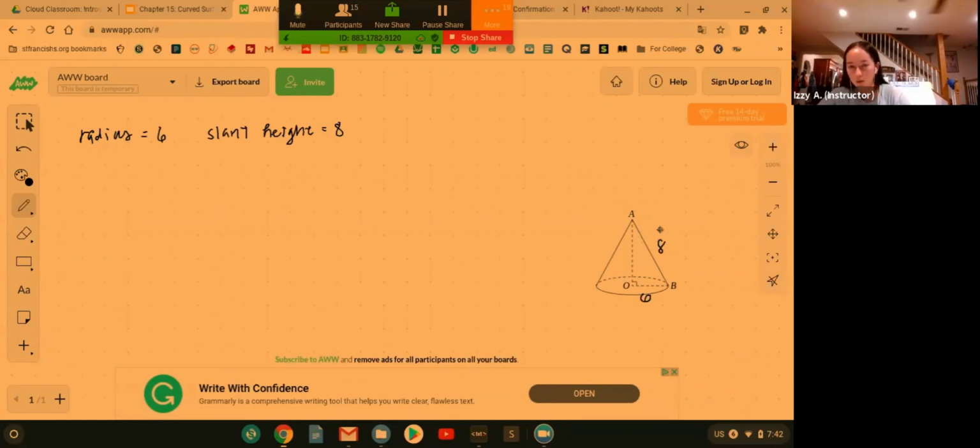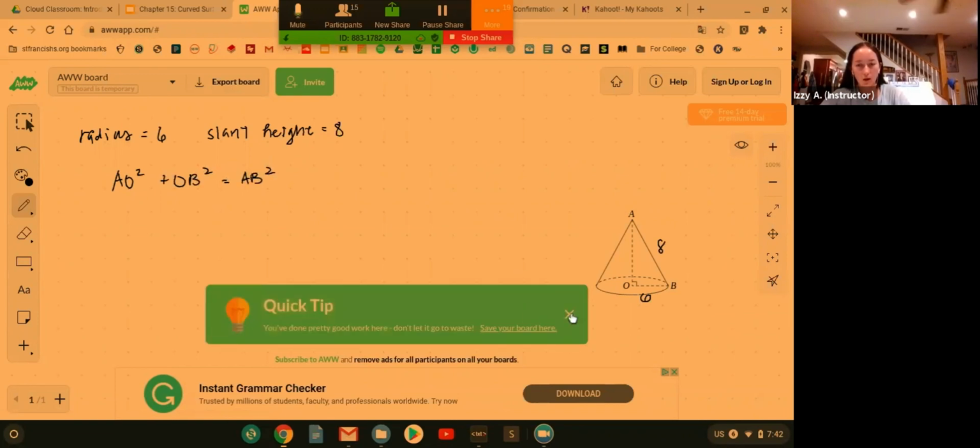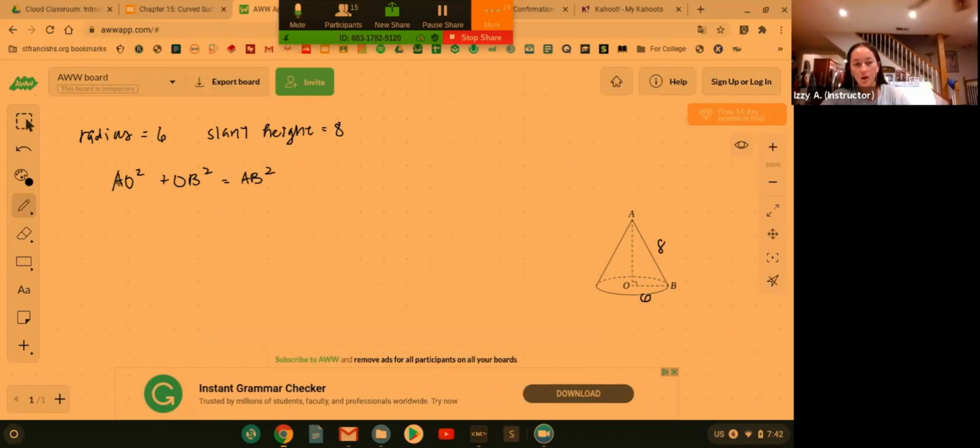So then we would solve for AO, and we can use the Pythagorean theorem to do this. If we apply the Pythagorean theorem, we would get AO squared plus OB squared is equal to AB squared, and we want to isolate AO. So then we would get AO is equal to the square root of AB squared minus OB squared.